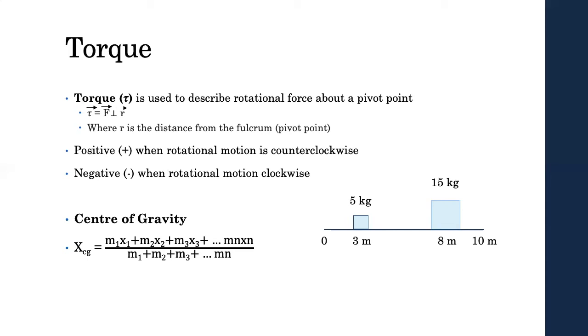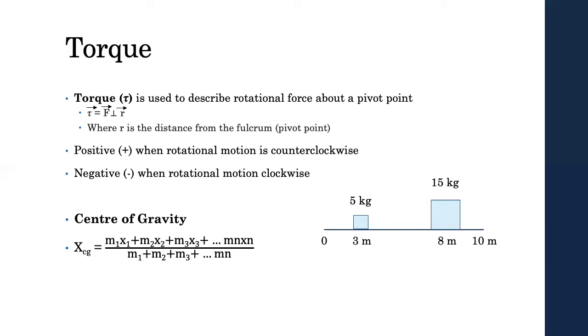The equation: you do the mass times the x distance. So you would do 5 kilograms times 3 is 15. Keep that in your brain. 15 plus 15 times 8 is what? 120, I think. Yeah, cool. So now you have 15 plus 120 is 135.